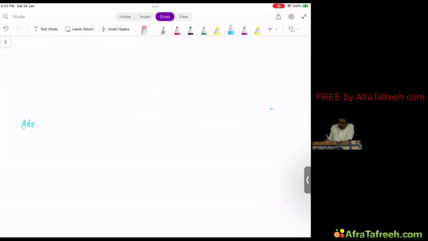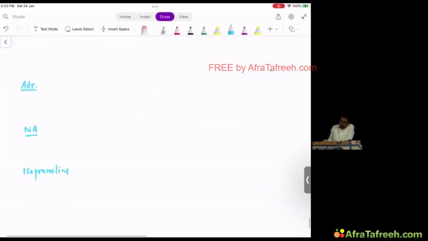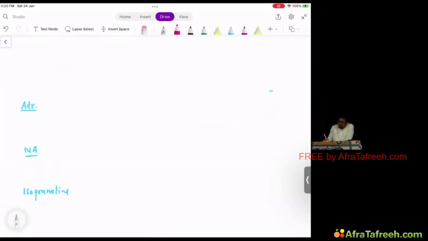So we come to adrenaline, noradrenaline, and isoprenaline. These three drugs are very important. We'll discuss their effect on blood pressure. So you can have the systolic blood pressure and the diastolic blood pressure.